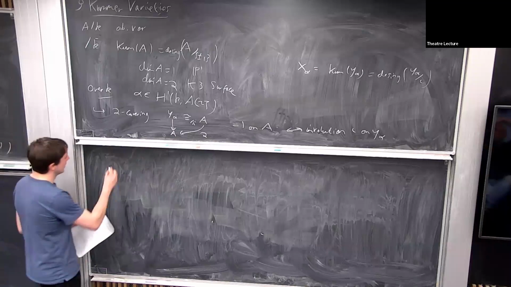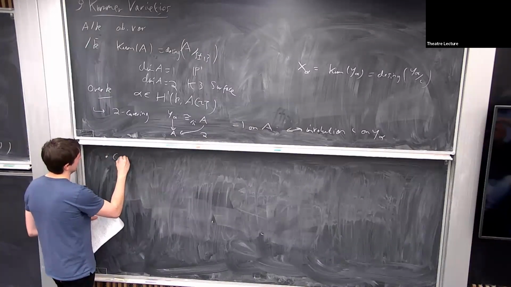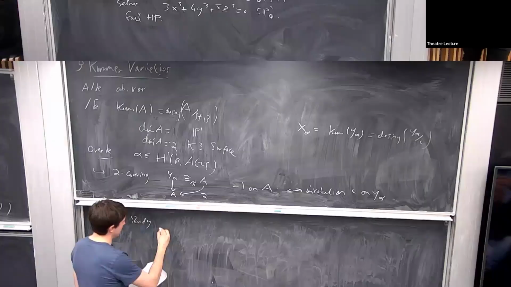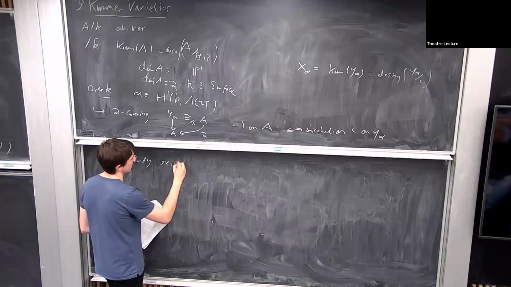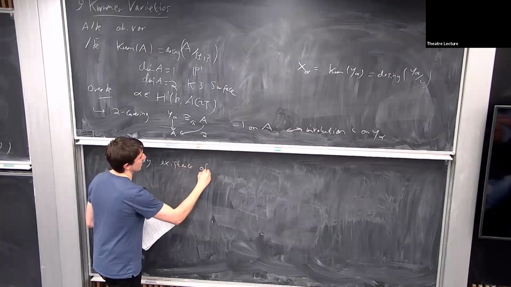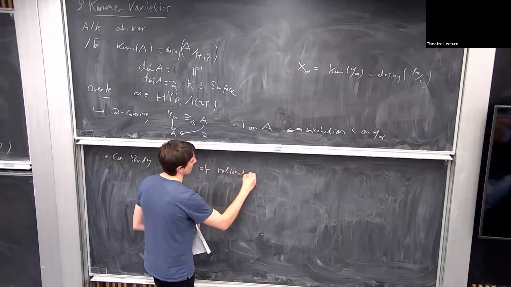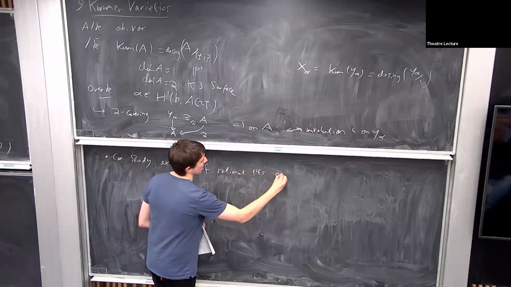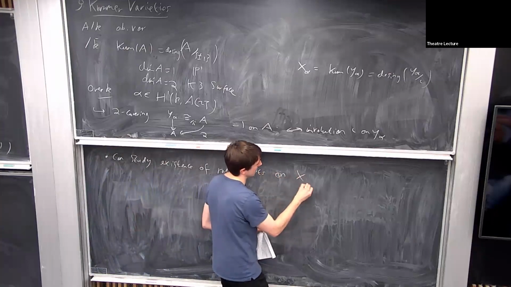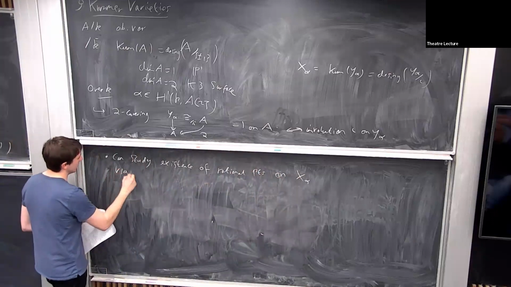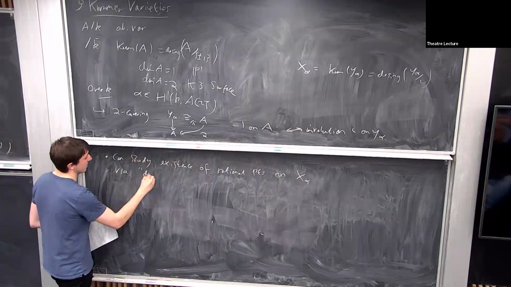So you can study existence of rational points on X alpha via what I call the descent fibration method.